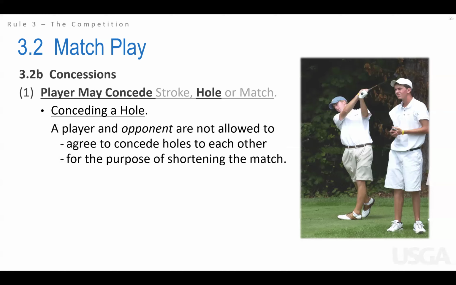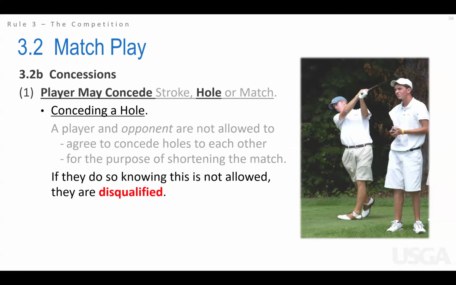We're not allowed to agree to concede holes just to shorten the match, just because neither of us wanted to play 18 holes that day. Let's just say, hey, I have dinner reservations, do you want to play a 16-hole match? We'll just concede these two back to back with each other. We're not allowed to do that. It's an agreement that's not allowed in match play. If we make this agreement and we do so knowing that it's not allowed, both the partner and the opponent are going to be disqualified from the match.